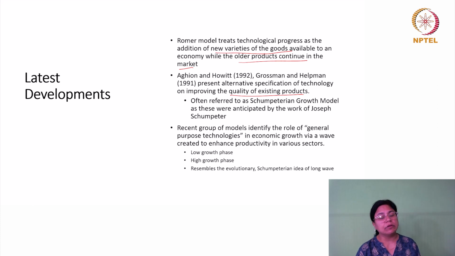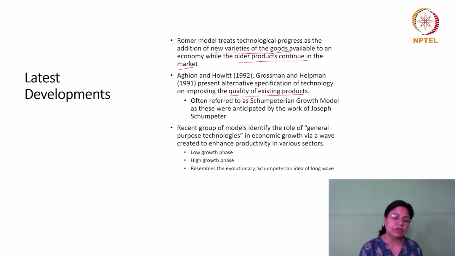Now these particular models are often referred to as a Schumpeterian growth model because they are anticipated by the work of Joseph Schumpeter, as I said earlier. The next recent development in this area also includes this model, which identifies the general purpose technology and the wave it creates in the enhancement of productivity in the various sectors.